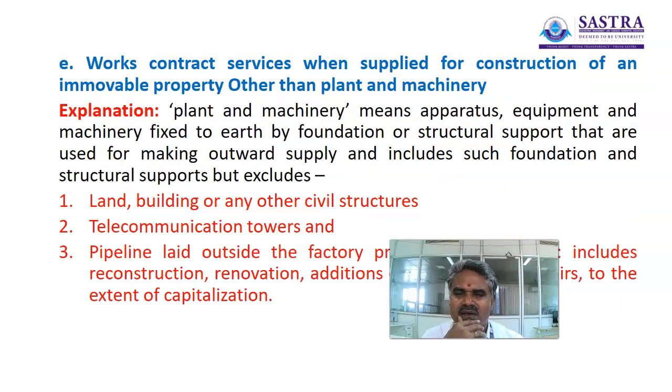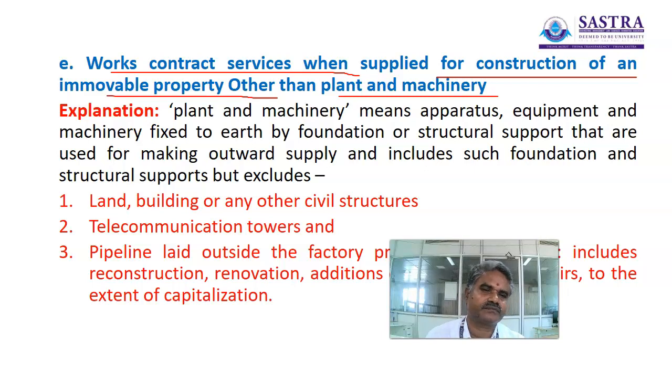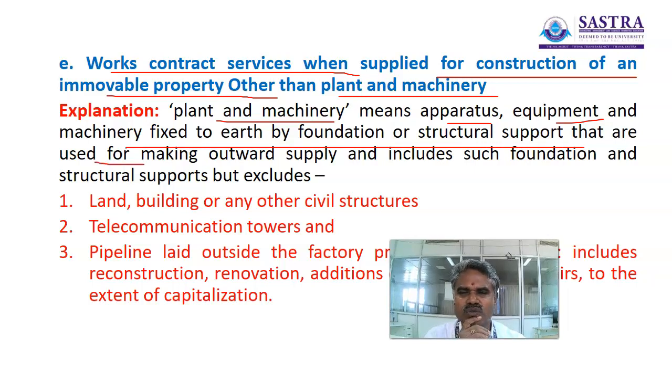And works contract services when supplied for construction of an immovable property other than plant and machinery. Works contract, no. Plant and machinery means apparatus, equipment and machinery fixed to earth by foundation or structural support that are used for making outward supply, including such foundation. So now it is taxable.